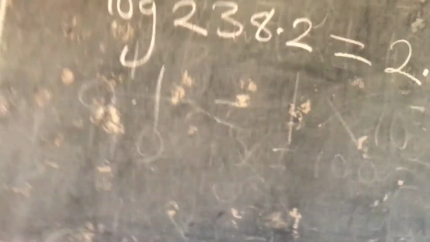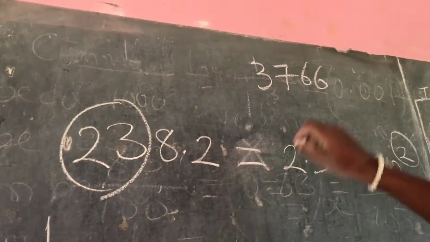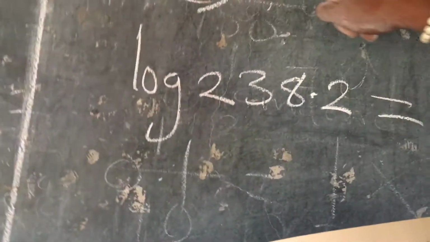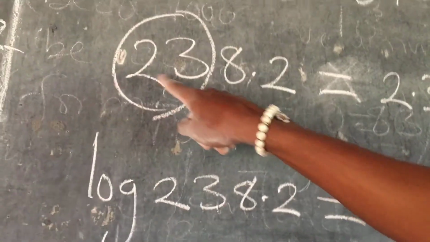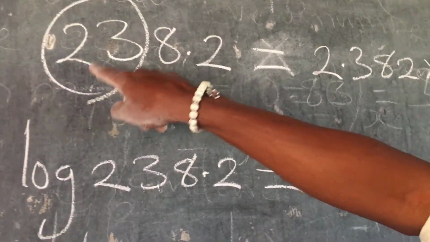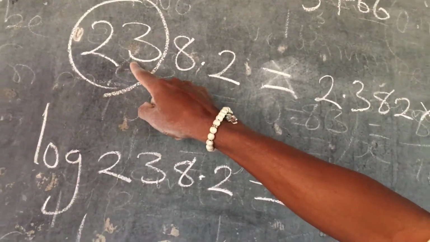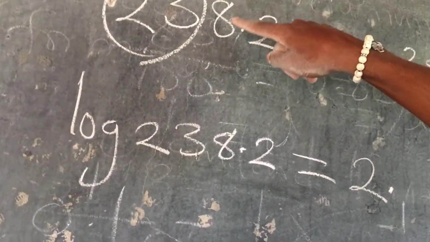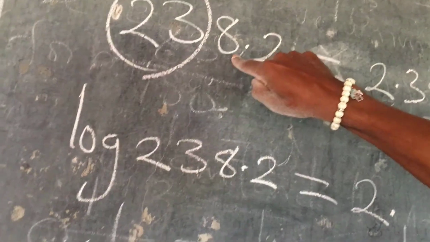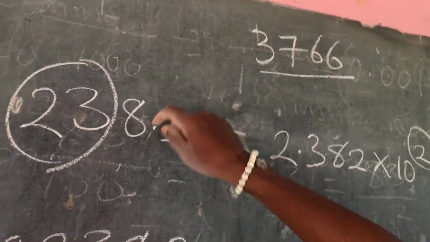So I write it somewhere: 3766. But my number is not finished yet. My original number is not finished. First, I take these two numbers. I look for these two numbers under X. Then I find the row of these two numbers, 23. And then I check the number under column 8. Then I get this number. Then this number will go to the difference section.